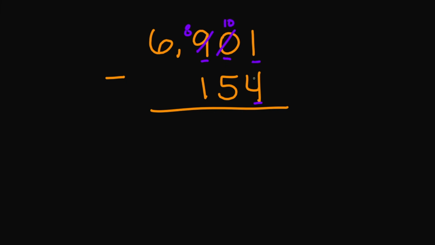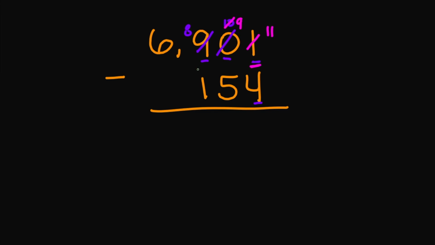But when I take a step back and I look at my problem, I still don't have enough here in the ones place. I'm still too small. So now I'm going to borrow. Now that I do have enough in the tens place, I'm going back to the tens place to borrow. So this 10 is going to become a 9, and this 1 is now going to become an 11. Now I have enough. I have 6, 8, 9, and 11 on top. Now I have enough to subtract.